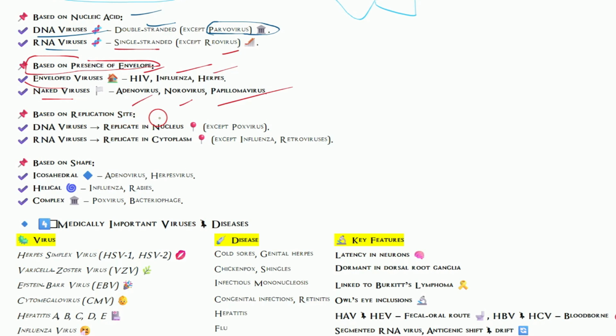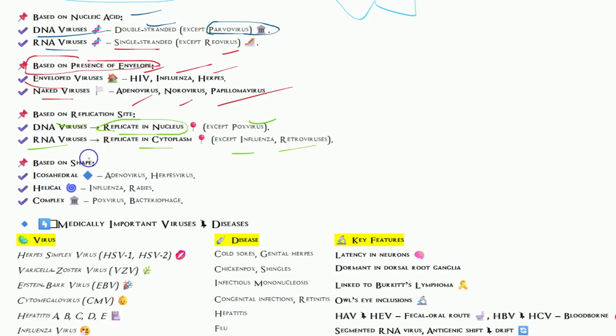Another classification is based on replication site, where they replicate. DNA viruses replicate in the nucleus because most of the DNA is present inside the nucleus. So all DNA viruses replicate inside the nucleus except pox virus, which replicates in the cytoplasm. In the case of RNA viruses, RNA is spread all over the cytoplasm or also in the nucleus. Mainly RNA viruses replicate in the cytoplasm, but exceptions are always there. Influenza and retrovirus can replicate inside the nucleus.